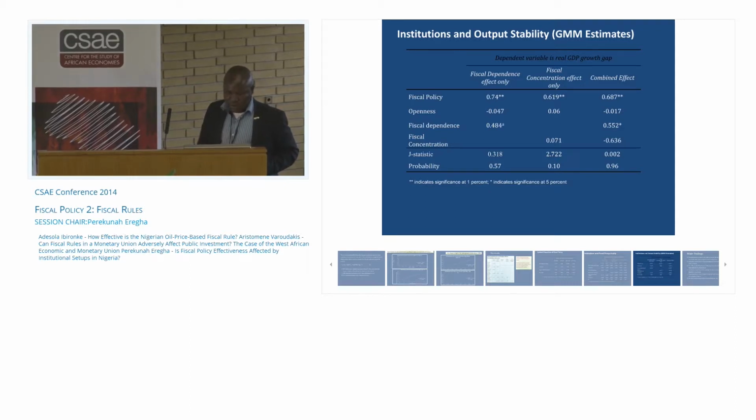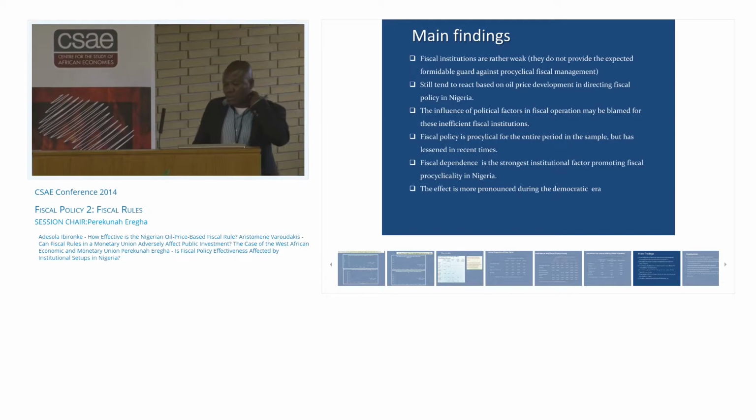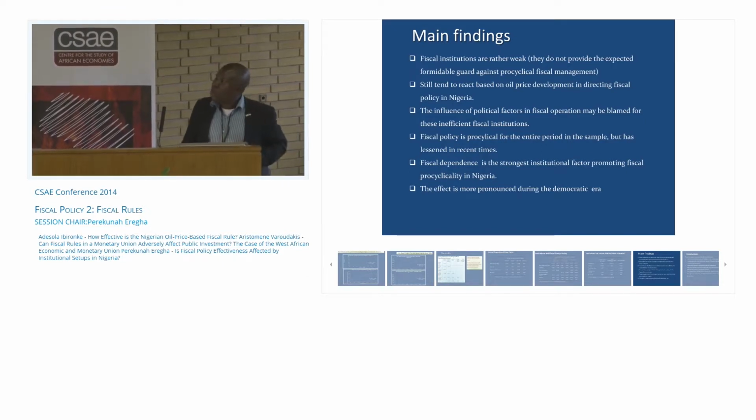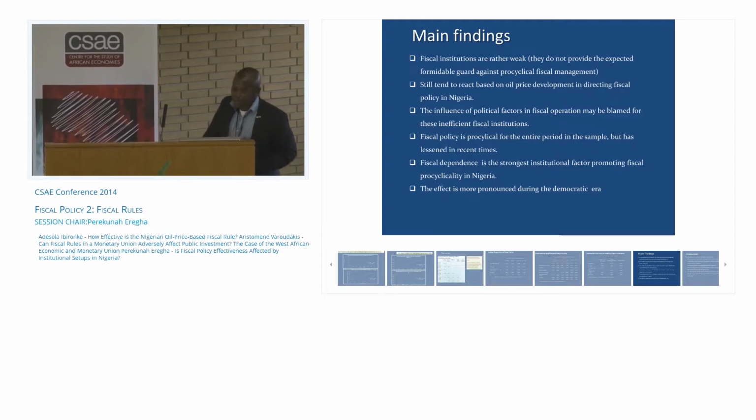So, in all these results, these are basically the conclusions of the findings of the author. One, fiscal institutions are rather weak, that they do not provide the expected formidable guide, that is, the institutional framework in terms of fiscal institutions are weak for Nigeria, and that still tends to react based on oil price development. You know, we depend so much on oil that whatever increase that comes in terms of oil price and the calculation of the revenue increase plays a part in what should be released to state government, because what is captured as fiscal dependence is state government expenditure as a ratio of federal government expenditure. The influence of political factors in fiscal operations basically could be blamed on a weak fiscal institutional framework. If the institutional framework were strong, such political factors coming into play might not be there.